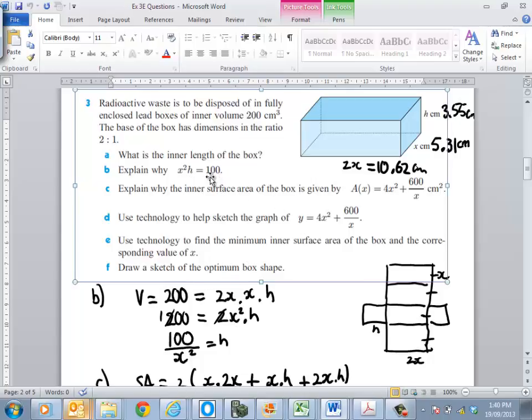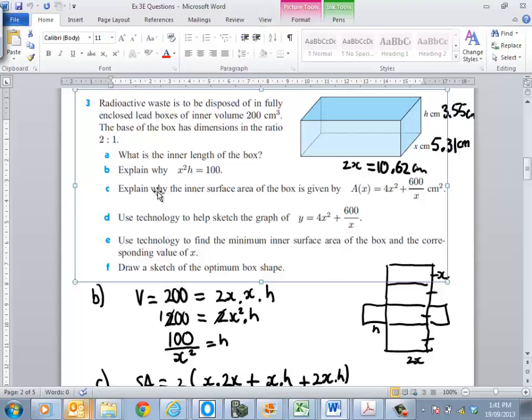Over here, I haven't shown exactly that. I've actually shown one step further. I've rearranged it for h equals 100 over x squared. So that would be 100 is equal to x squared h, and therefore h is equal to 100 over x squared. Now I could write an equation in terms of only x, because every time I see h, I can substitute that in there.